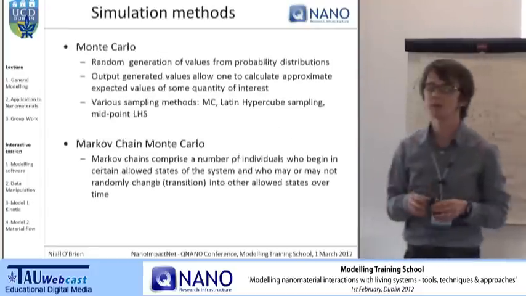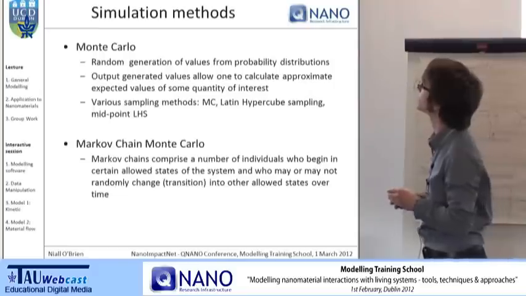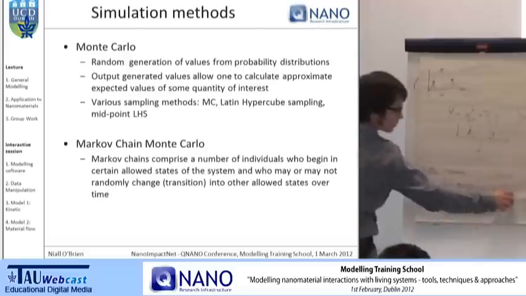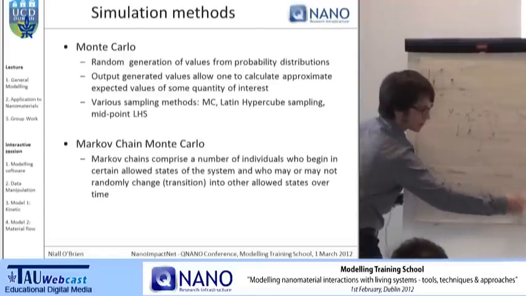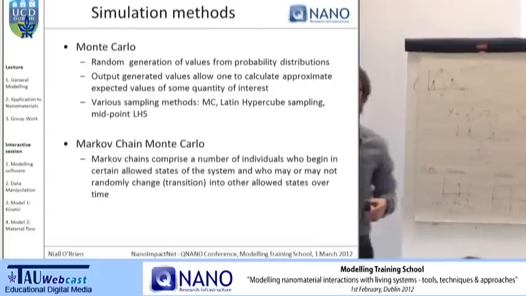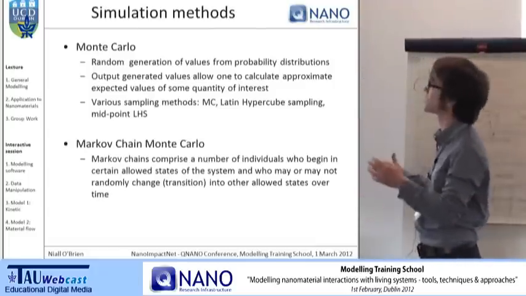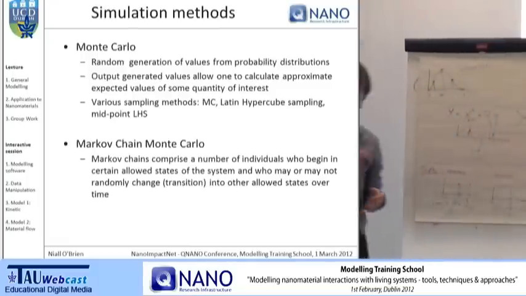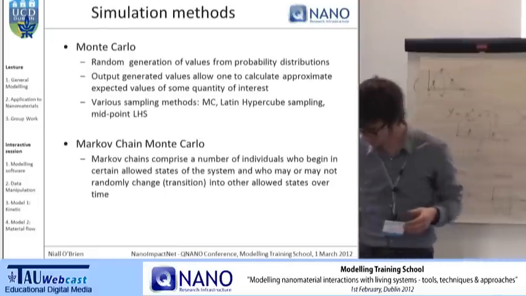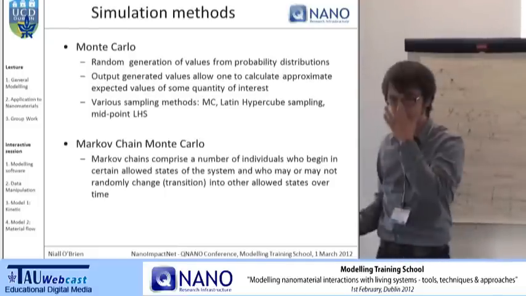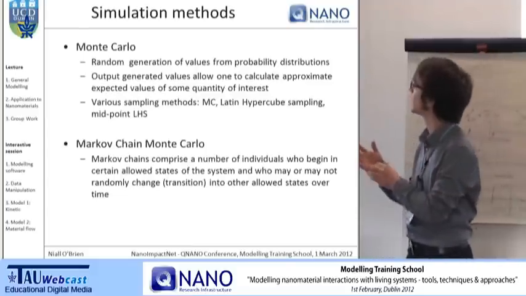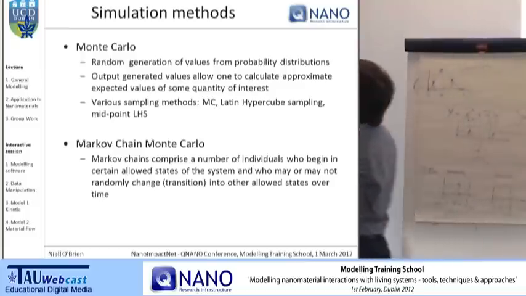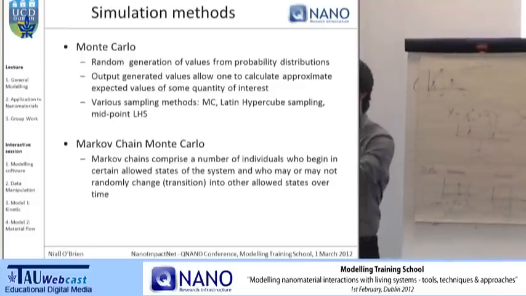And again, some methods that are popularly used: Monte Carlo simulation. So it's random generation of values from probability distributions. As I talked about here, we have a probability distribution, and it will randomly generate values from this distribution. Different sampling methods, I won't go into that now. And then Markov chain Monte Carlo. Markov chain is a very interesting tool, because it allows individuals or elements of a model to randomly change states in the environment.